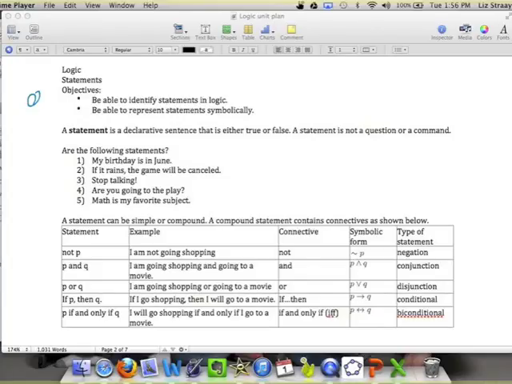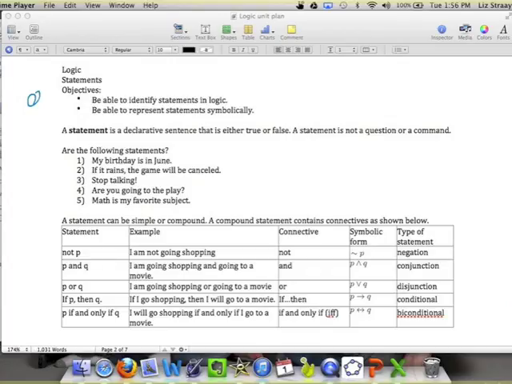So today, talking about statements, we have two main objectives. We want to be able to identify if something is called a statement in terms of logic, and then we want to learn the symbolic way to represent statements. So first, a statement is defined as being a declarative sentence that could be either true or false. It cannot be a question, and it cannot be a command, because those are not things that are true or false. Okay? So we need to first identify if something is a statement.